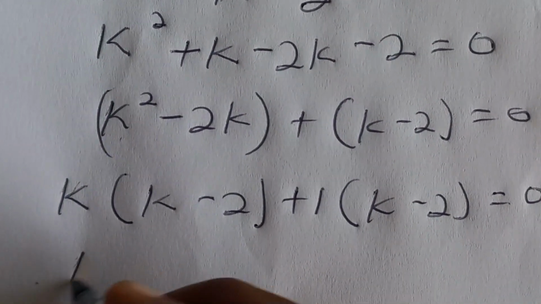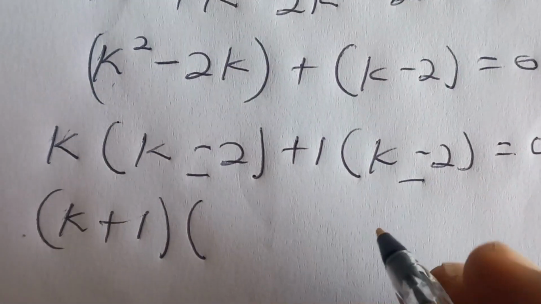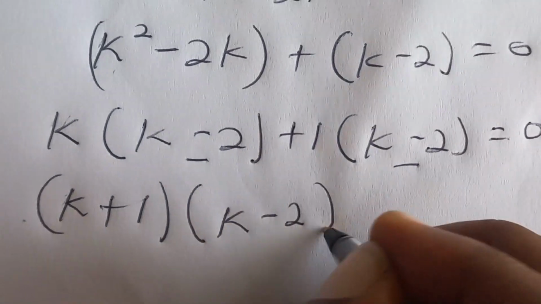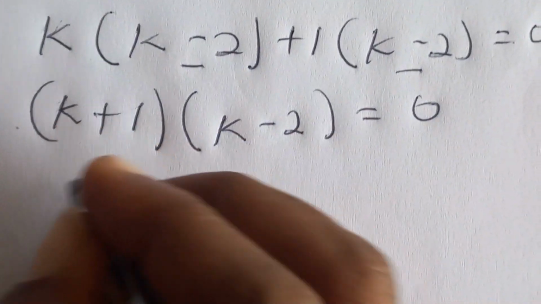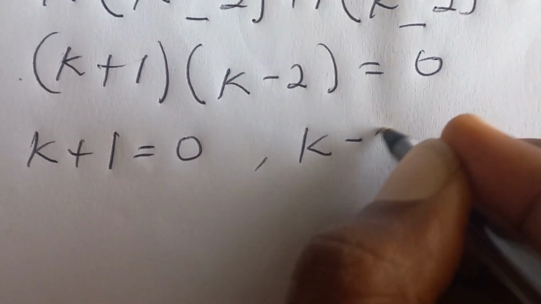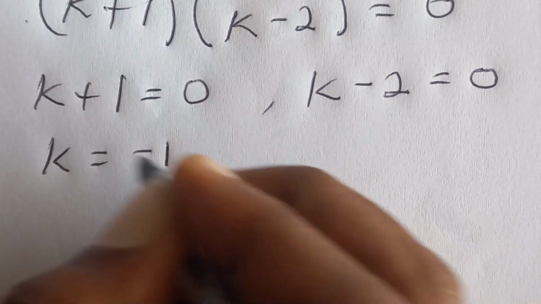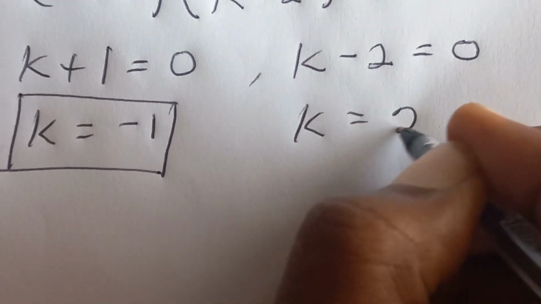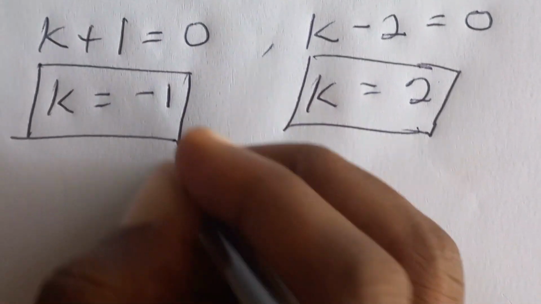From here, we can get k plus 1 into bracket k minus 2, since this and this are common, and it's equal to 0. Now, we can say that k plus 1 is equal to 0, then k minus 2 is equal to 0. From here, k is equal to negative 1. From here, k is equal to 2. So we're having two values.